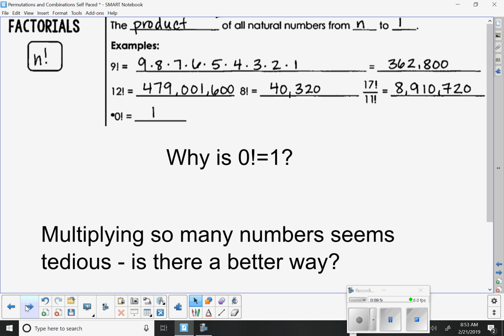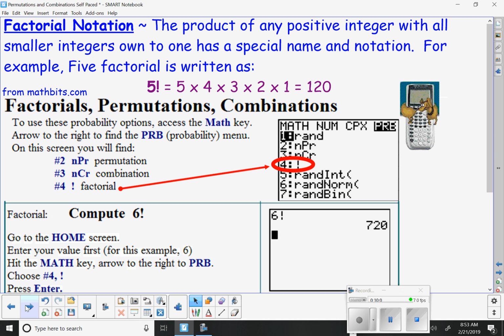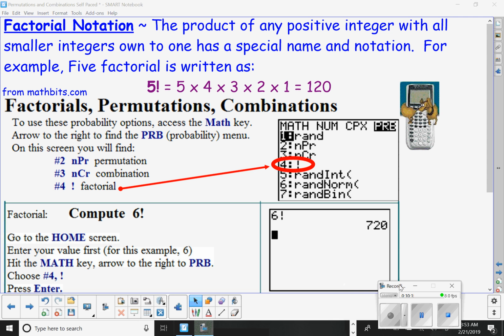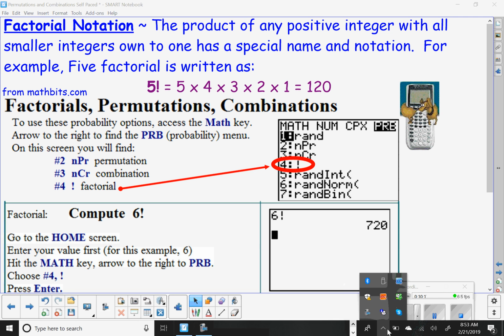Multiplying so many numbers seems tedious. Is there a better way? Of course there is. Here we have the calculator. The product of any positive integer with all smaller integers to 1 has a special name and notation. It's called factorial. Where can you find it? Well, I've shown you there, and I'm going to bring it up here. Hang on. Let me pause the video and pin my little guide to my screen down here. Okay. So now I'm back, and I've got them pinned here.